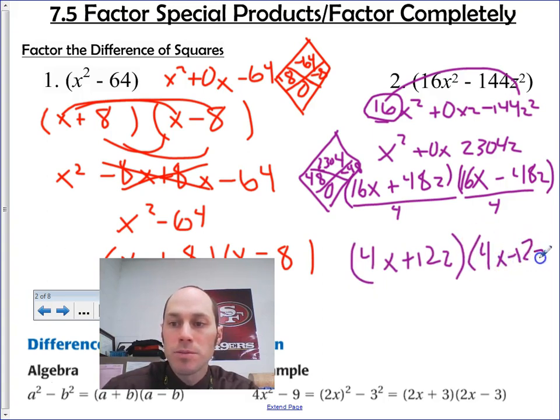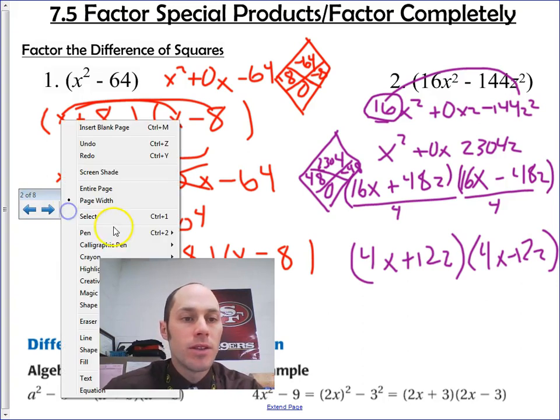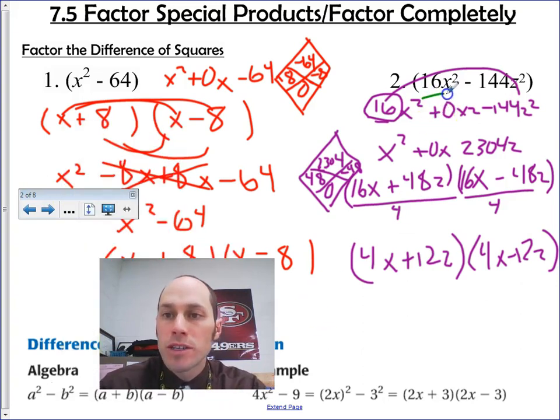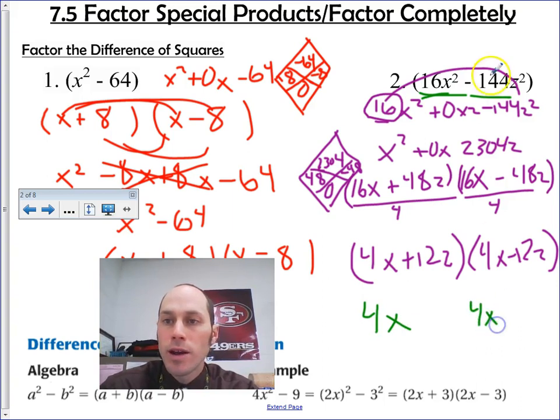So here's where knowing my special products will help me out. If I can recognize that special product right away, that it's a difference of two squares, perfect square, perfect square, save yourself some time and think, well, how do I get 16x squared? That's 4x times 4x. And how do I get 144z squared? It's 12z times 12z.